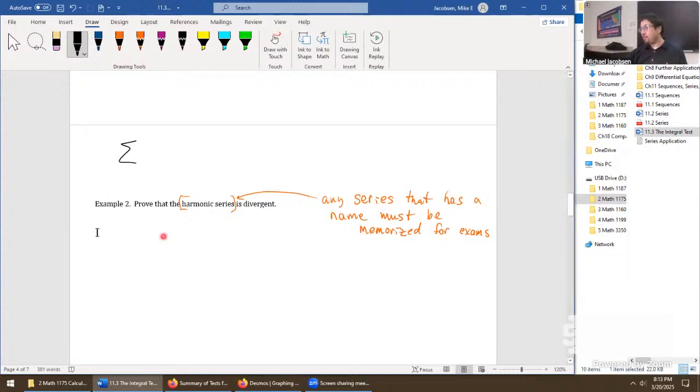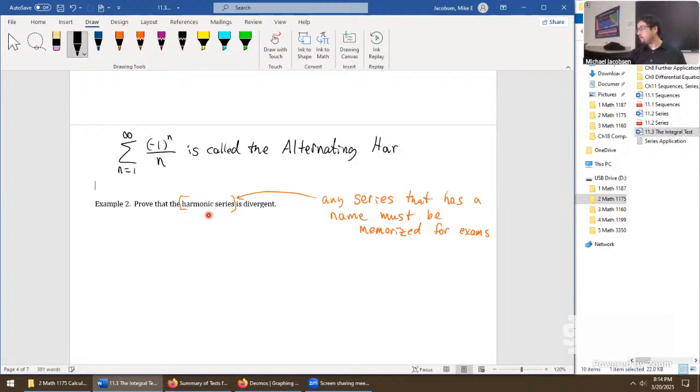So there's the harmonic series we're about to describe. And then there's this one, summation as n goes from 1 to infinity of negative 1 to the power of n divided by n, called the alternating harmonic series. So I only have 2 named series that we have to be aware of in an exam setting. This is one of them, and it comes up in the next sections.